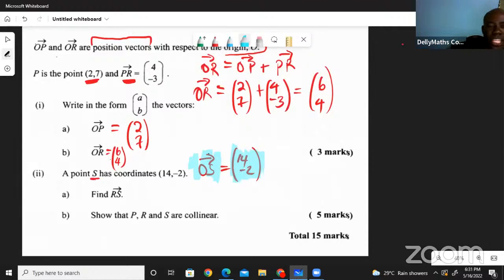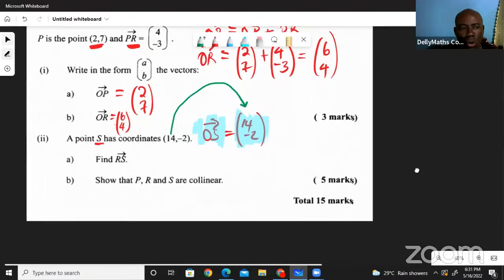In the event that we need to do anything with our OS, remember that the moment you give me a point in a position vector system, you have indirectly given me the position vector from O to that point, only that you need to write it in vector format. Hence, I would have written the coordinate here in vector format, same numbers. Now let us look at what they want. They want us to find RS.